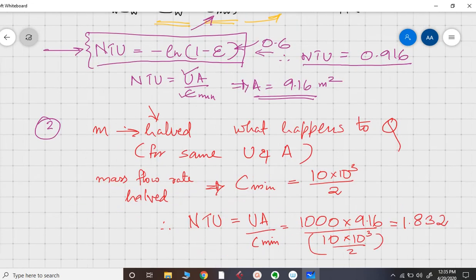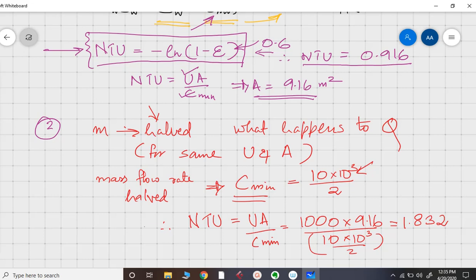Moving to the second part of the question, we are asked to determine what happens to the heat transfer rate if the mass flow rate of water, the minimum fluid, is halved for the same given values of U and calculated value of A. So when the mass flow rate of water is halved, the heat capacity rate of water is also halved. So previously it was 10 into 10 to the power 3. So now it would be 10 into 10 to the power 3 divided by 2.